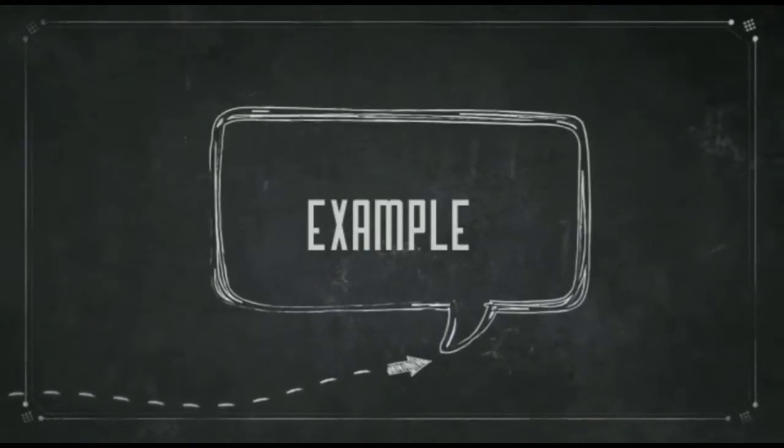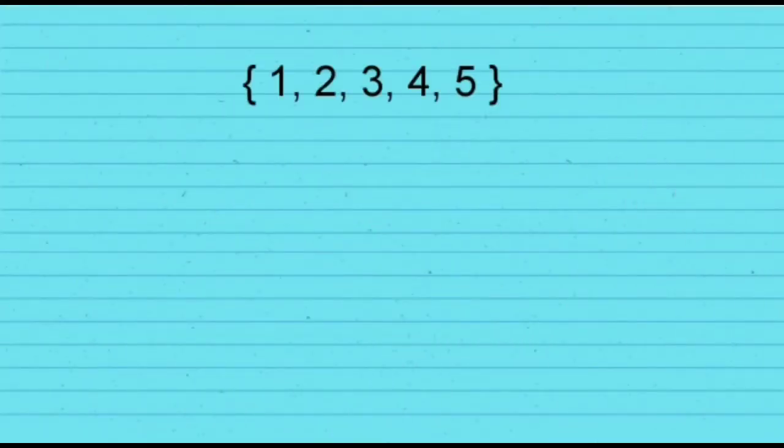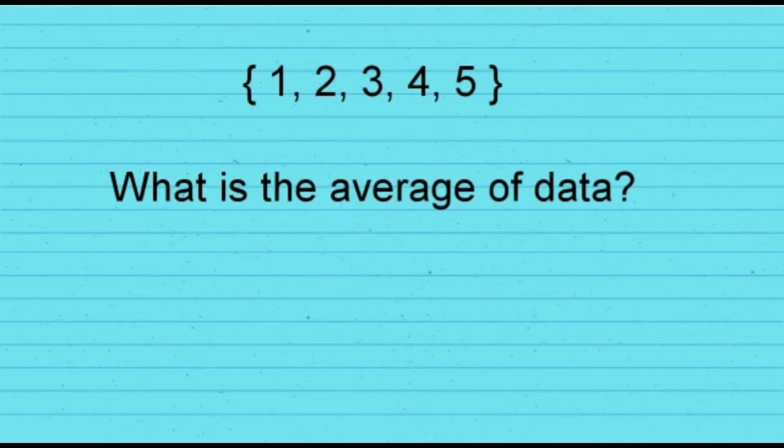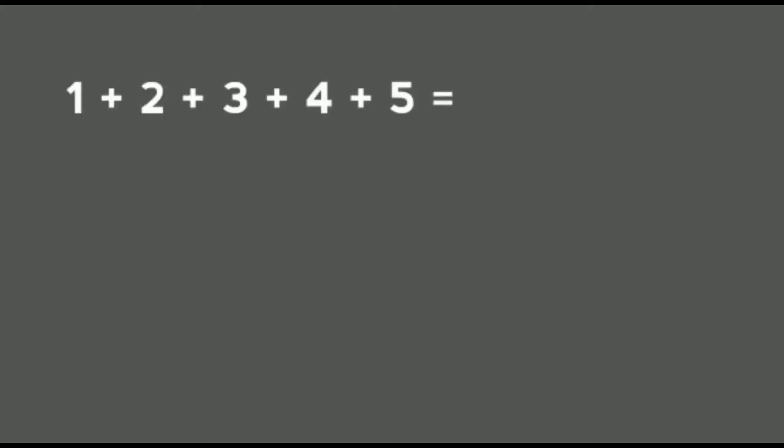First, add up all the numbers in the set, and second, divide the total you get by the number of data items. Let's see an example of the mean. There is a simple dataset that contains 5 numbers. What is the average of the data? First, you add up all the numbers in the set, which equals 15. And 15 divided by 5 equals 3. So 3 is the mean of the data.